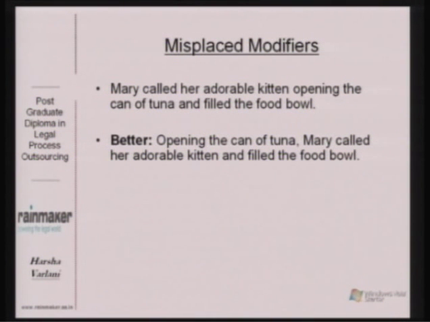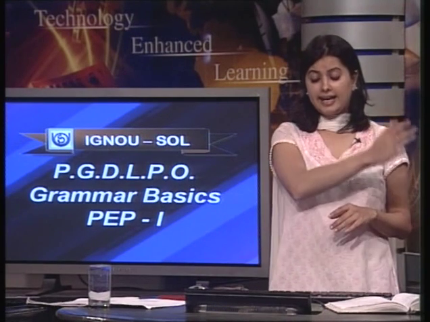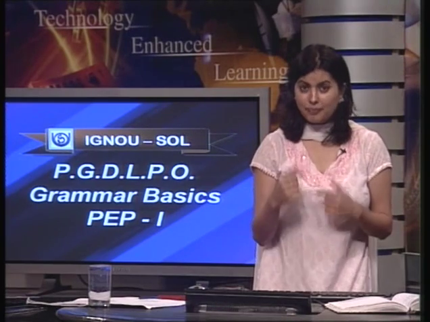Is the kitten opening the can of tuna? No, right? That obviously seems ridiculous. However, when you are reading it, you might actually say, how is the kitten opening the can of tuna? Hence, I changed my sentence to make it a little more clear, and I say, opening the can of tuna, Mary called her adorable kitten and filled the food bowl. Simple. Hence, when you are actually writing, please note these mistakes.